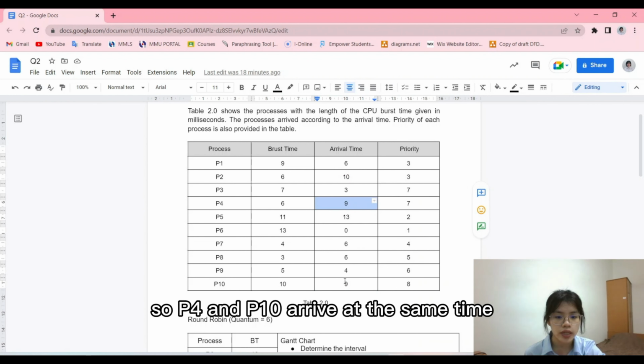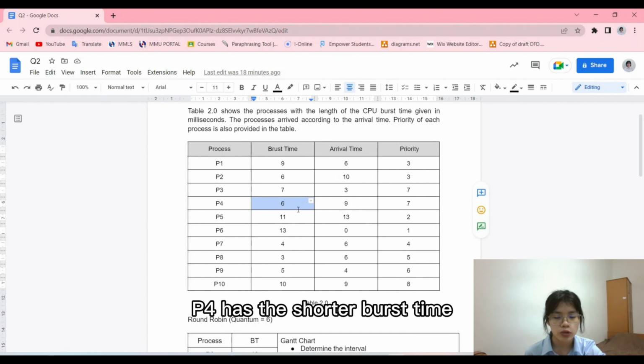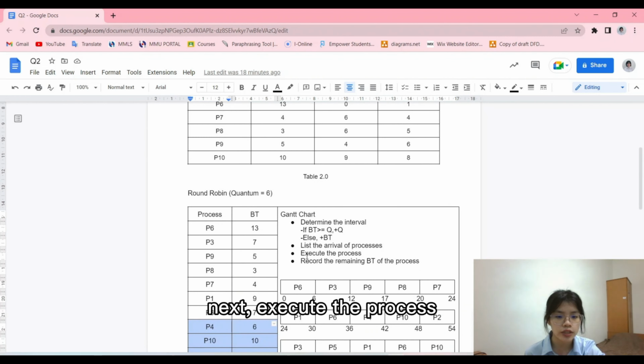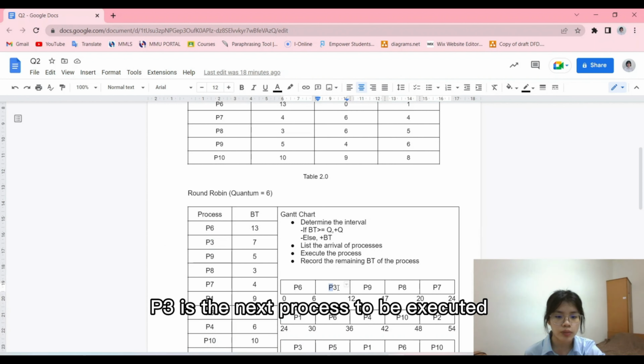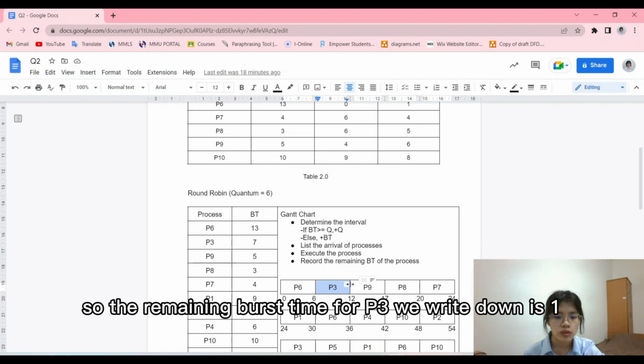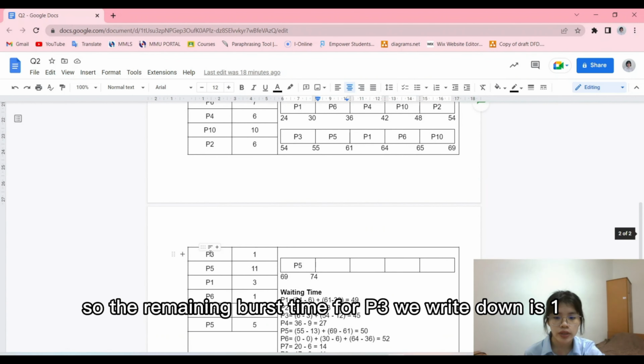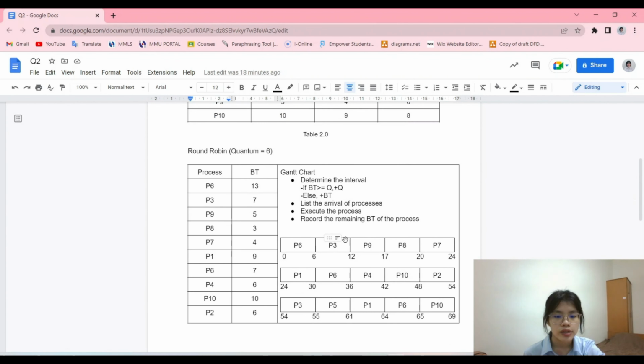P4 and P10 arrive at the same time. P4 has the shorter burst time, so P4 is written down first, followed by P10, then only P2. Next, execute the process. P3 is the next process to be executed. The remaining burst time for P3 we write down is 1, since 7 minus 6 is 1.